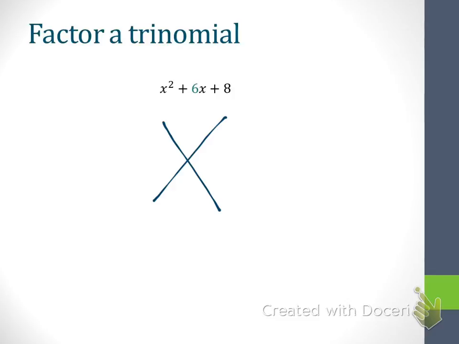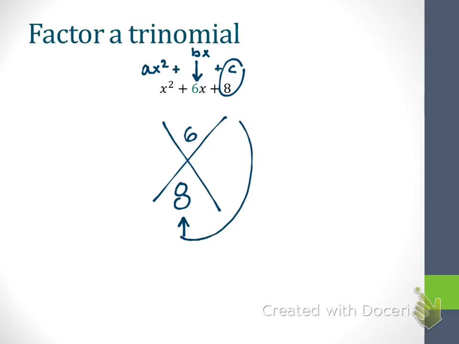What we do in the X is we are going to put this number right here that is in front of x, which we call B. That's what we call that, B. Because remember, it's ax squared plus bx plus c. So B is going to go at the top of the X, which is 6. And then C goes down here at the bottom of the X. 8. Okay? Now the whole point of factoring is to find out what multiplies to give me 8 and adds or subtracts to give me 6.